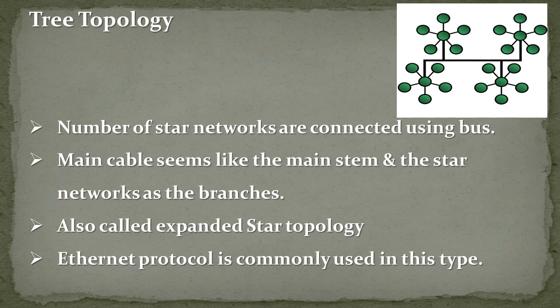As you can see in this diagram, various star topologies are there, 1, 2, 3, 4, and there is a central cable. There is an arrangement of bus. Main cable seems like the main stem and the star networks as the branches. As we have discussed in bus topology, there is a central cable. Tree topology is also called expanded star topology. Ethernet protocol is commonly used in this type of topology.